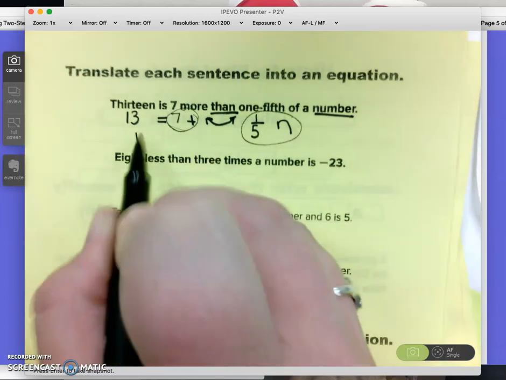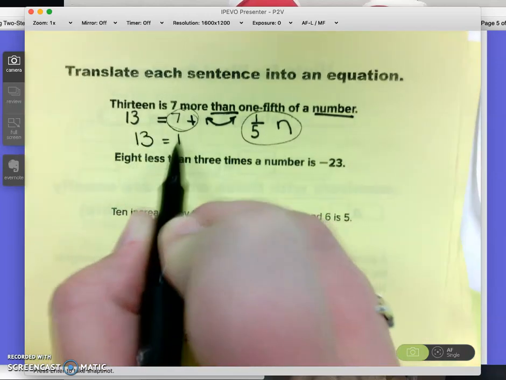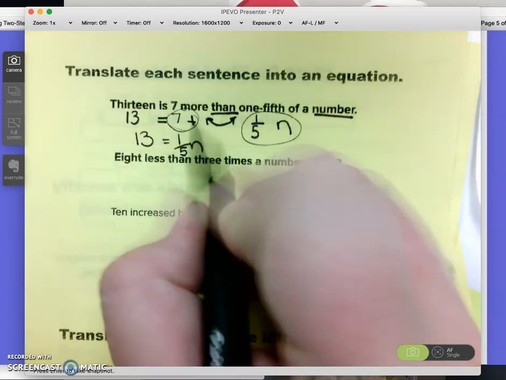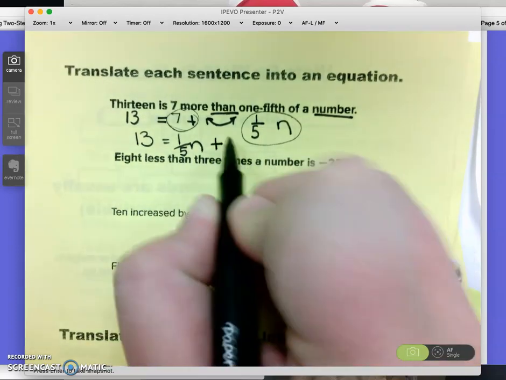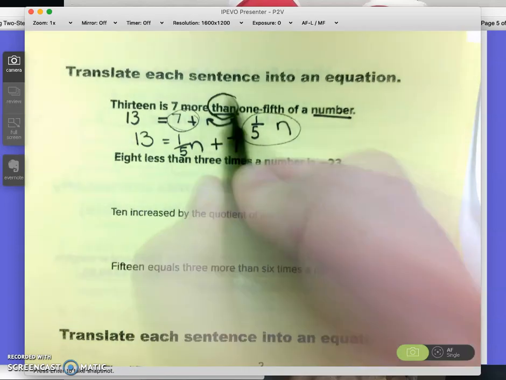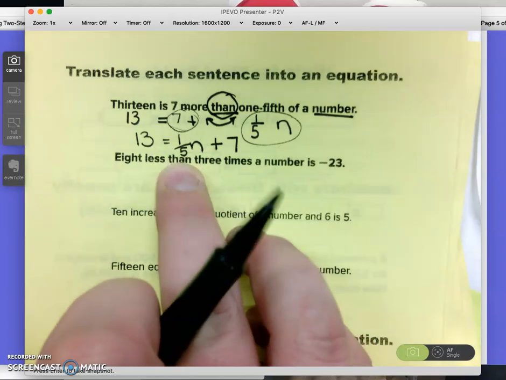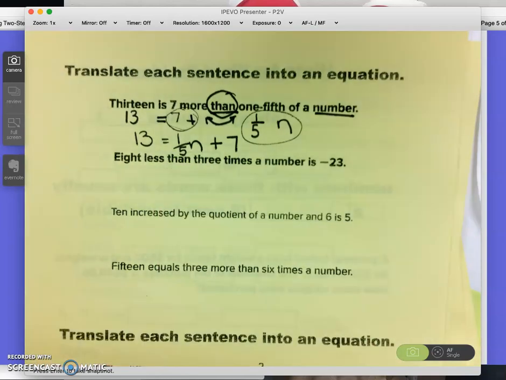So it's going to be 13 is, then the 1/5 n is going to come first. Can you just have 7 come first? Or does it change it? No, because I have the word "than," you can't have the 7 first. Because it means 7 more than 1/5 of a number. This is important in subtraction especially, because in subtraction, the order matters.